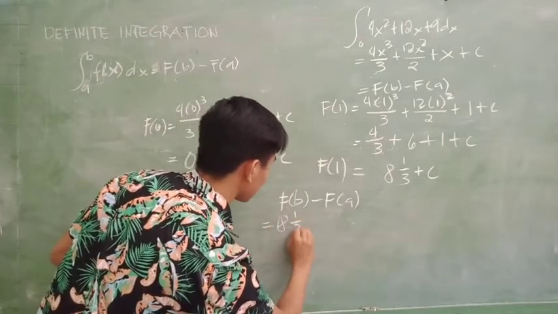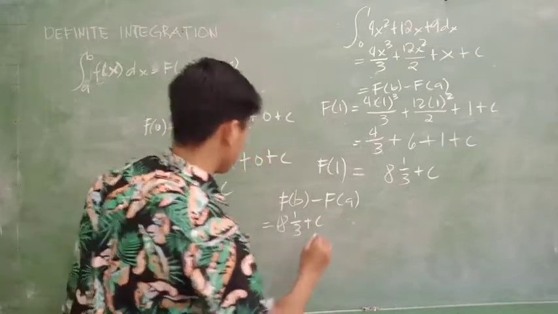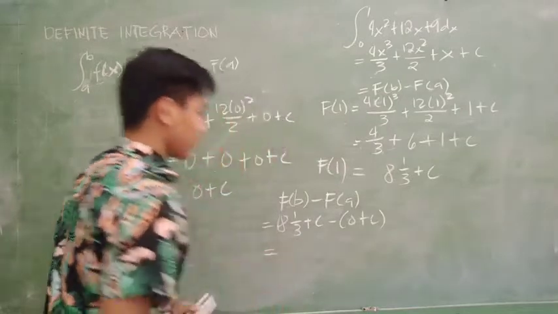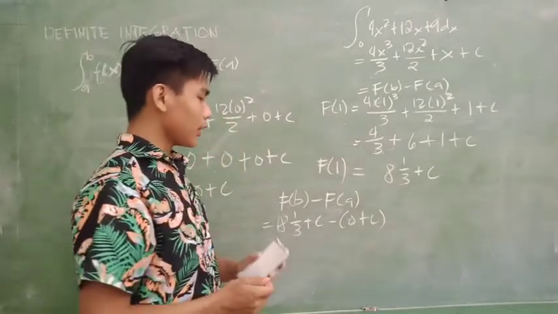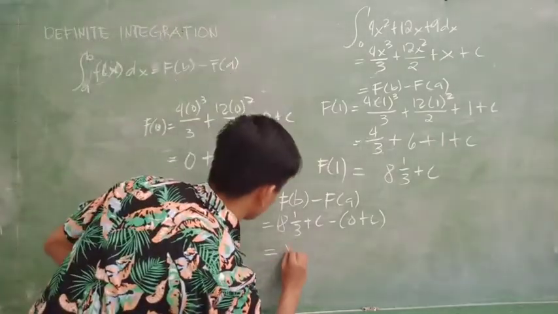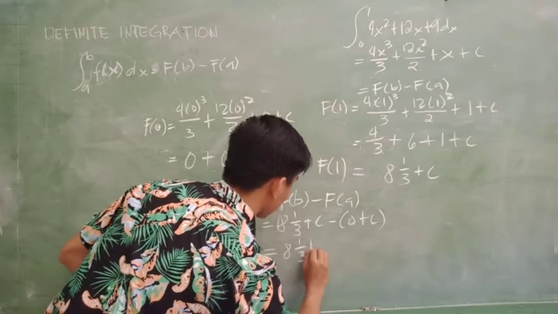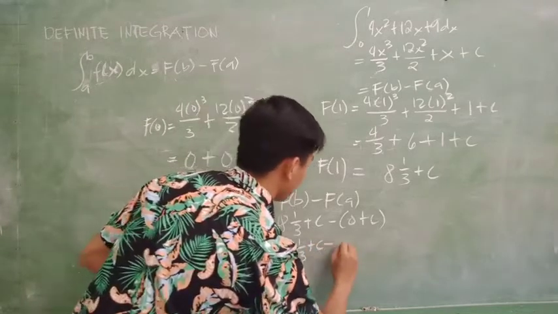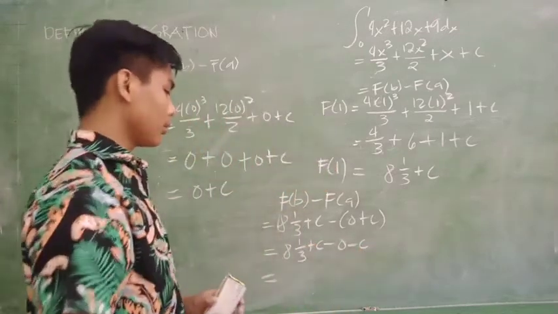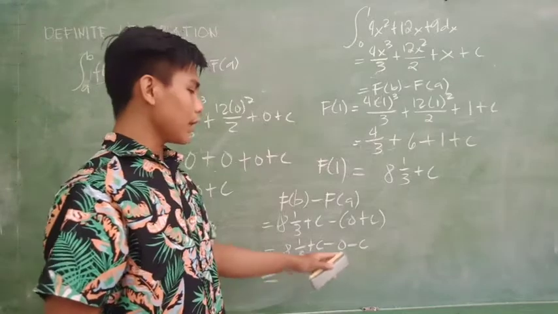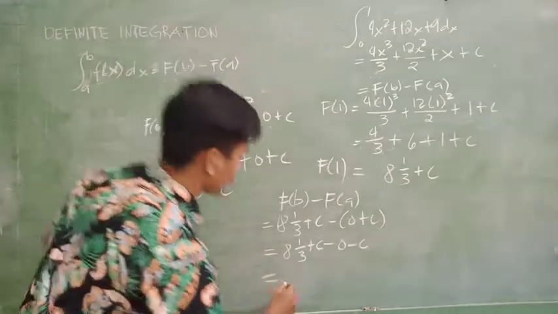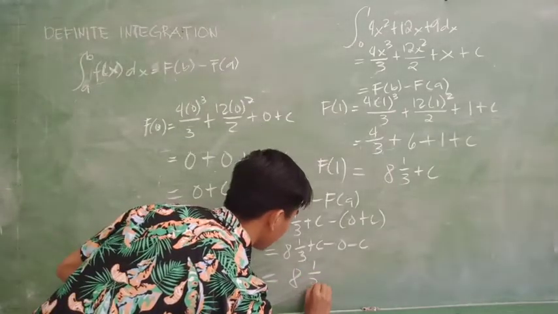8 and 1/3 plus c minus 0 plus c. The next process is to distribute the operation on the second term. So we have 8 and 1/3 plus c. This would be minus 0 and minus c. So notice that c will be cancelled. So that leaves 8 and 1/3 and 0. So our final answer would be 8 and 1/3.